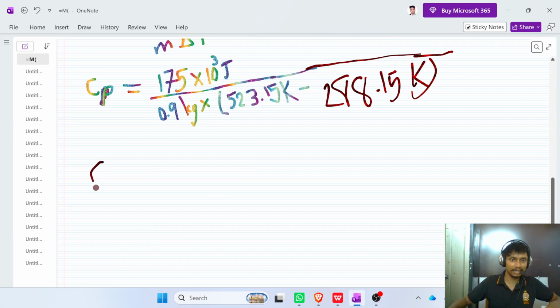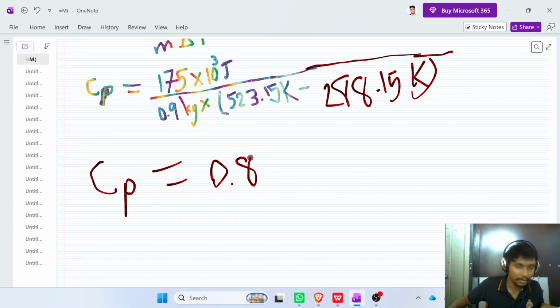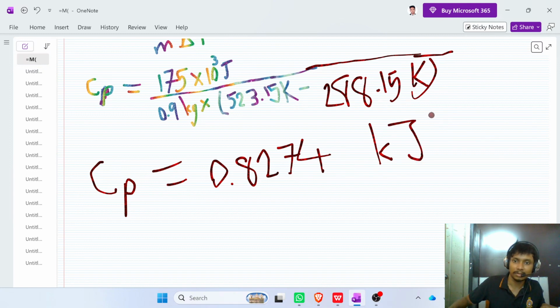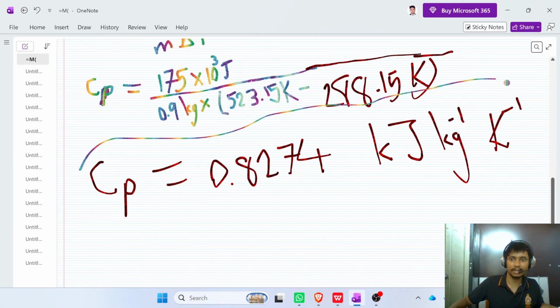Now it is very simple. If we calculate the equation, finally we get the result for the specific heat capacity at constant pressure, which is equal to 0.8274 kilojoule kilogram minus 1 Kelvin minus 1. This is the final answer.